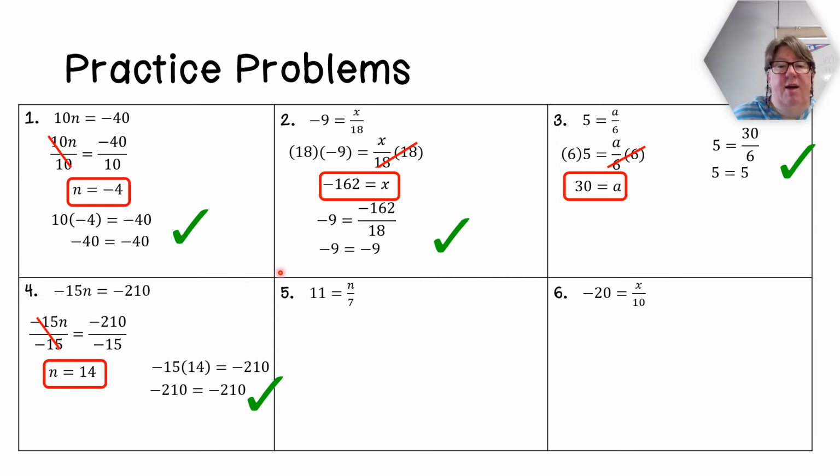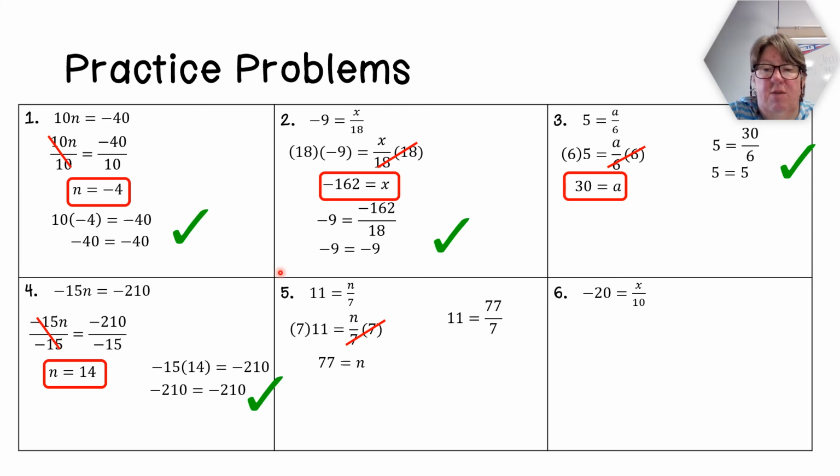Problem number 5, 11 equals n divided by 7. We want the n alone. It's being divided by 7. So we are going to multiply both sides of the equation by the denominator, which is 7. So we have 7 times 11 is equal to n divided by 7 times 7. On the right side here, 7 divided by 7 is 1. So we are left with n is equal to 77.